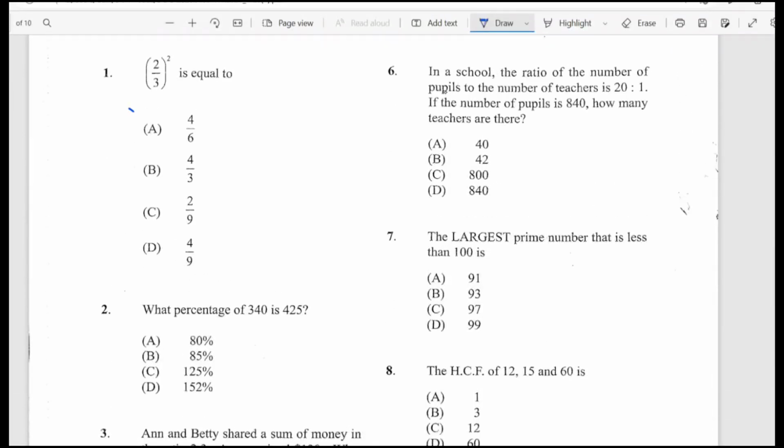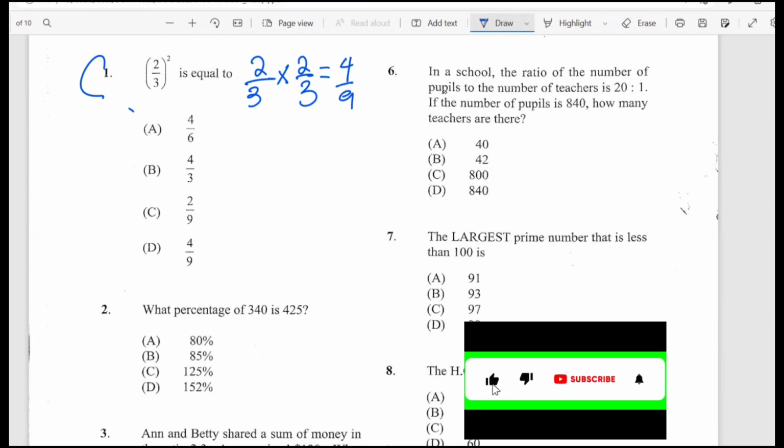All right, question 1 says 2/3 squared is equal to what? So basically, to square 2/3 means we multiply 2/3 by itself. So we're looking at 4/9, and the answer is right there.